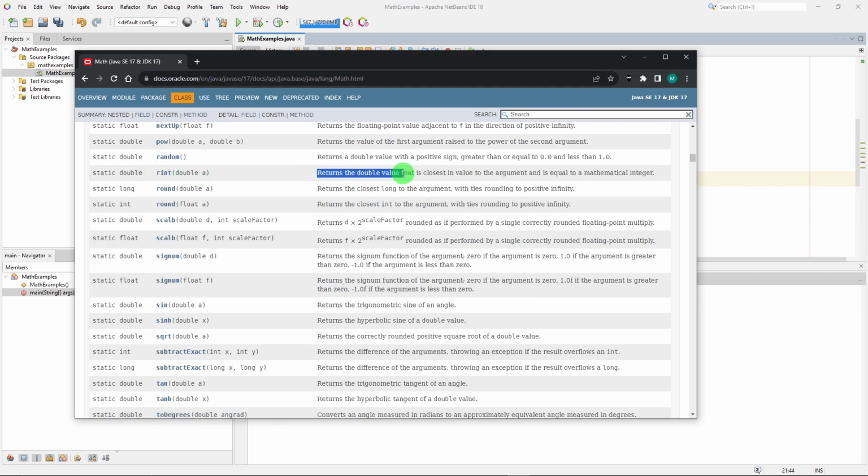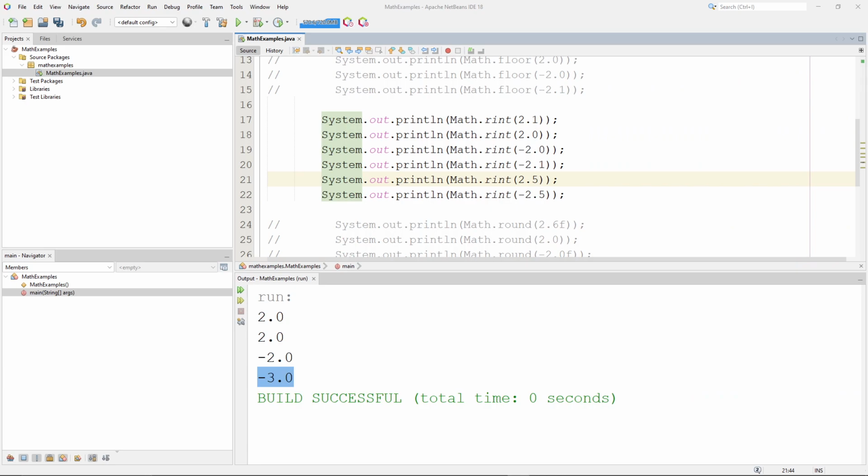This rounds to the double value that is closest in value to the argument and is equal to a mathematical integer. So it's still going to return to us a double, so it's going to have a .0 on it, but it's just going to the closest in value. And this is using traditional rounding. Anything 0.5 or above moves up to the next higher number. Anything below 0.5 moves down. But that's also true on the negative numbers. So for the negative numbers, we're not always moving right or left, because when it's negative, we're moving the opposite way.